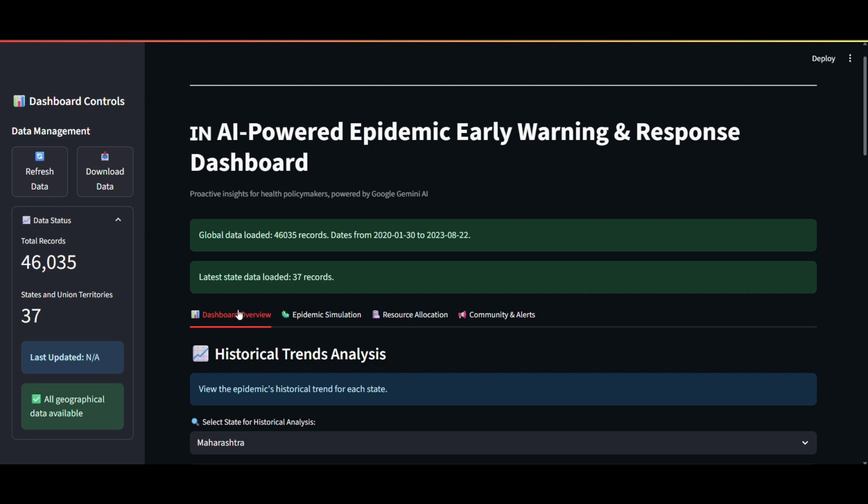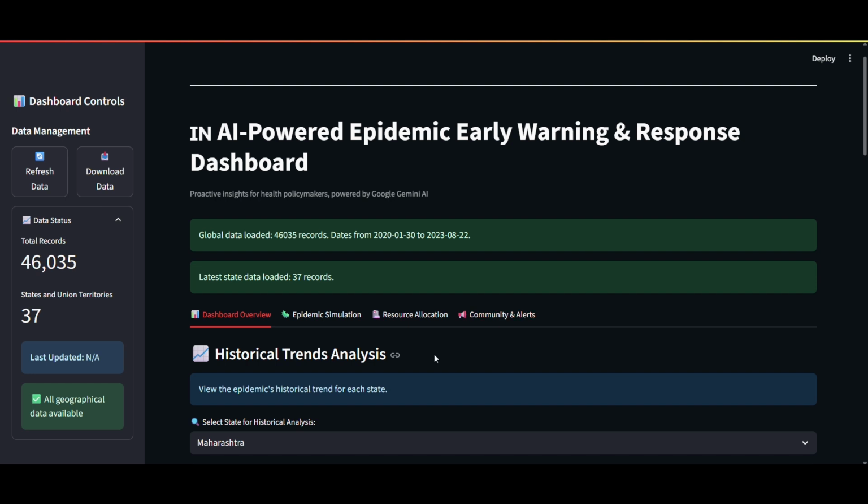Next, we have the resource allocation panel. The resource allocation panel enables decision makers to understand where medical infrastructures and support systems need to be prioritized based on current and projected outbreaks. The community and alert section plays a key role in risk communication. It provides timely alerts and engages communities through verified information, ensuring public awareness during potential health crises.